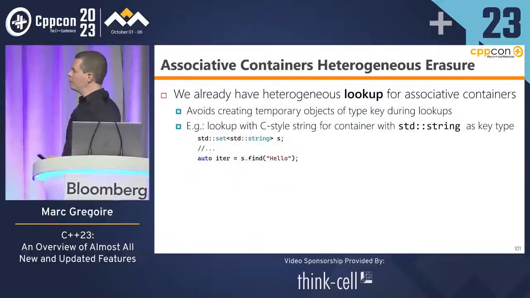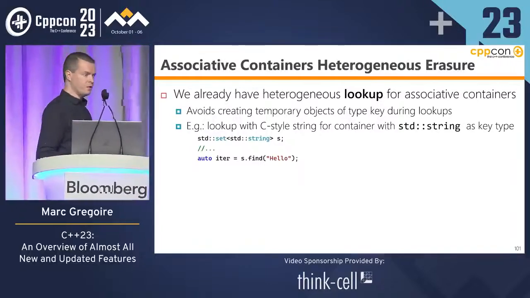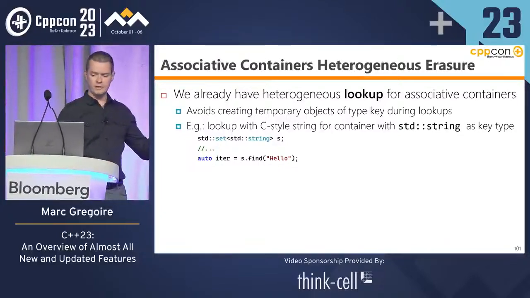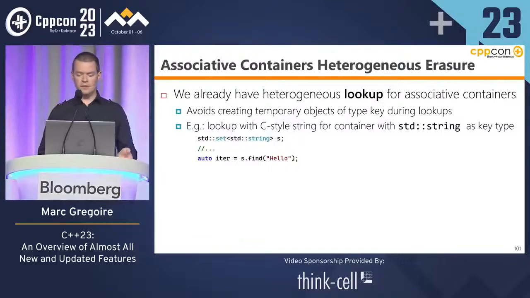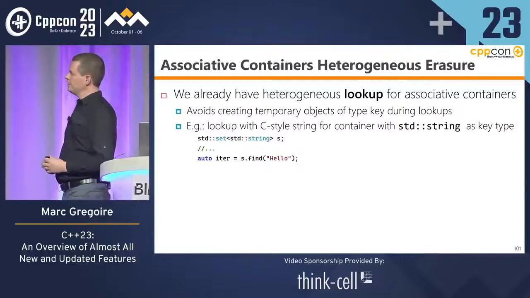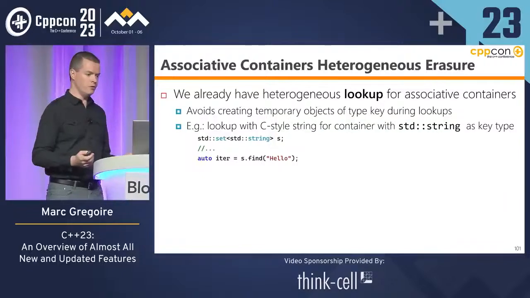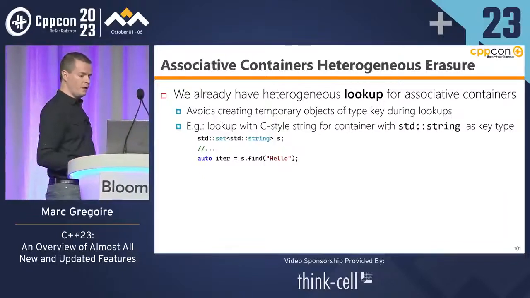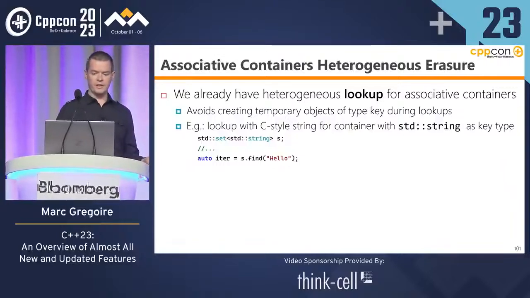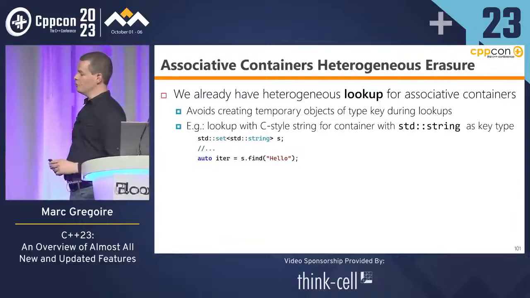We already have for a while, I don't remember exactly which standard introduced it, heterogeneous lookup. What does this mean? If I have a set of std::string, and I call find on this set, passing a C-style string, then in the past this would create a temporary string. It would take the C-style string "hello", make a temporary std::string, and pass that to find. So there is some overhead involved here. Thanks to heterogeneous lookup, that's not the case anymore, so there is no temporary string created. This is already available since a couple of standards.